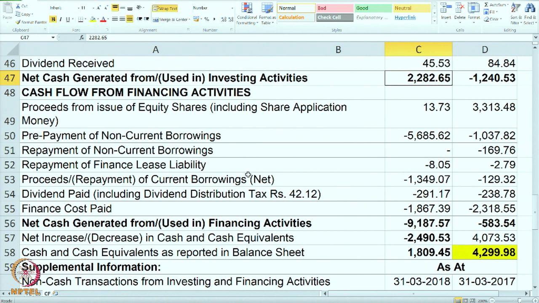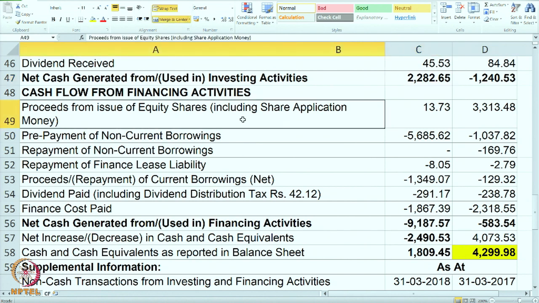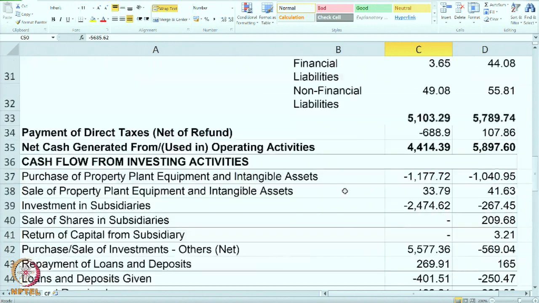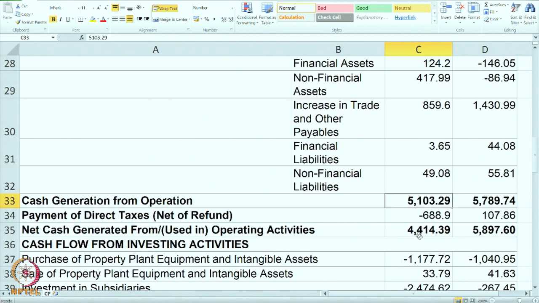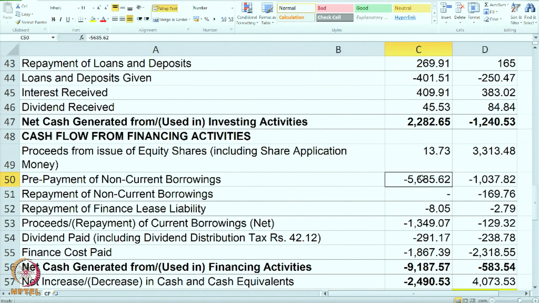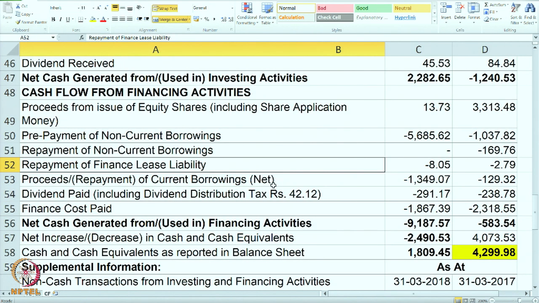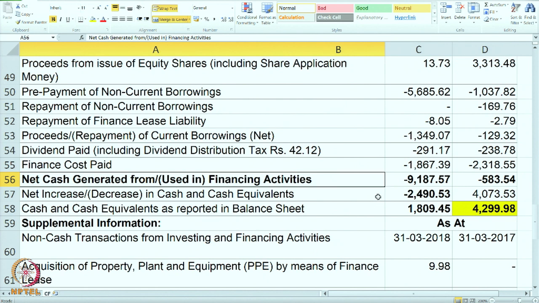Next is financing activities: proceeds from issue of shares, prepayment of non-current borrowing. This is the biggest amount. Since the company had a lot of cash, you can see here they had good cash generation, they have used it for repaying their loans. Then repayment of non-current borrowings, repayment of finance lease, proceeds from current borrowings, which is also negative because they have repaid it, then dividend paid, finance cost paid. So, you get net cash generated or used in financing activities, which is a substantial amount, it is a negative amount because the company has repaid their old liabilities.